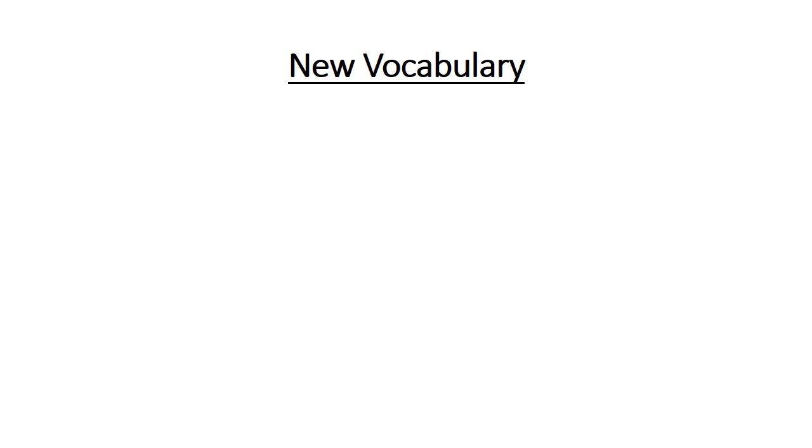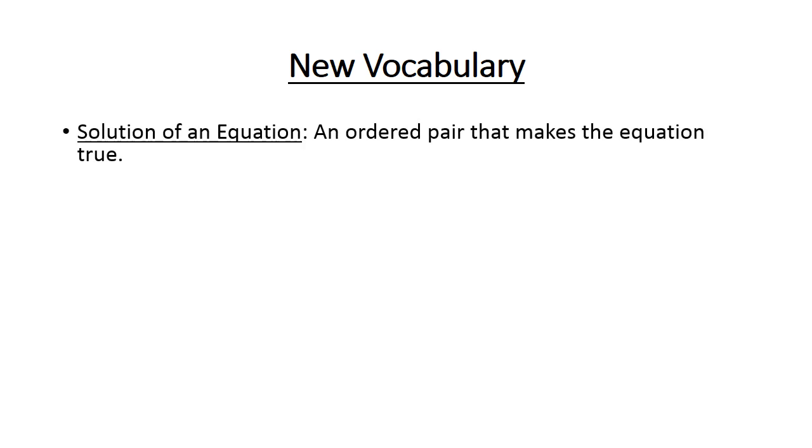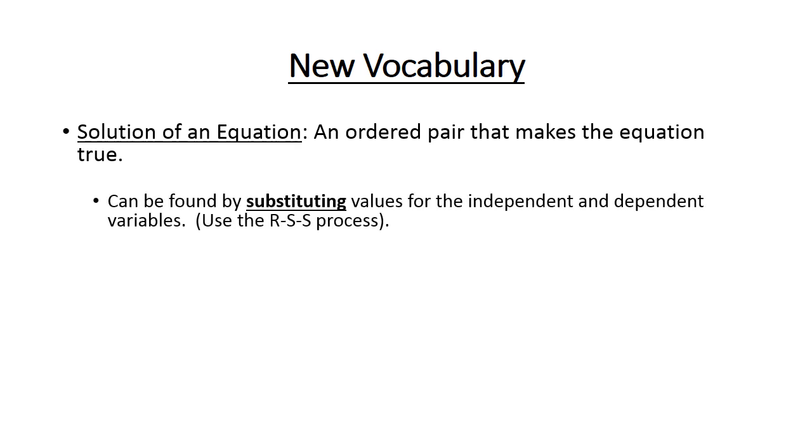One or two new things to talk about here. The solution of an equation, which we have already dealt with this year, is an ordered pair that makes the equation true. And we would find this by substituting the values for the independent and dependent variables using the RSS process that we looked at at the beginning of the year.